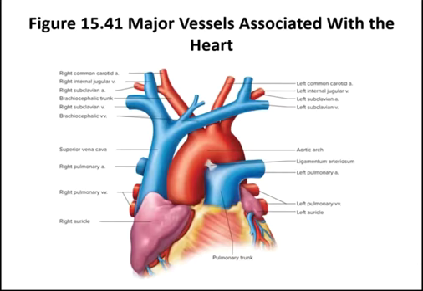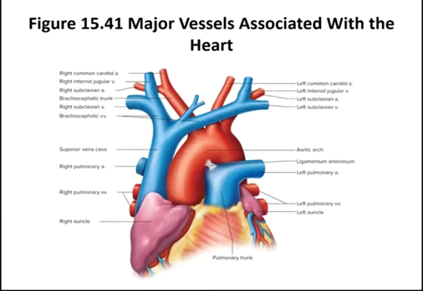So first, major vessels associated with the heart. Let's take a look at the arteries. Remember, the colors are not whether they're arteries and veins. The color is whether the blood is oxygenated or deoxygenated. The red is oxygenated blood. The blue is deoxygenated blood. So when we see in this picture that red thick pipe coming out in the middle of the picture, that is the aorta, right?